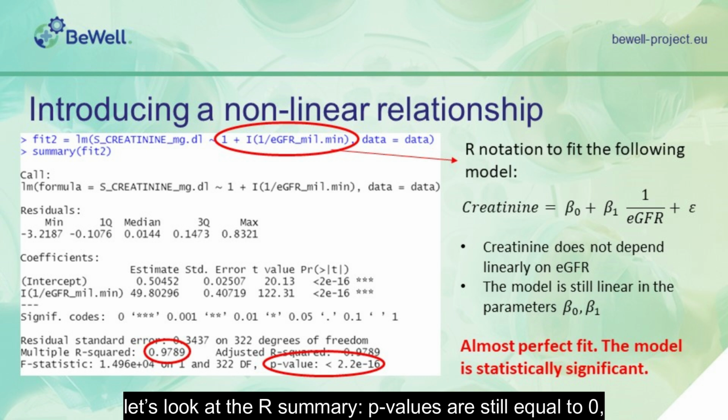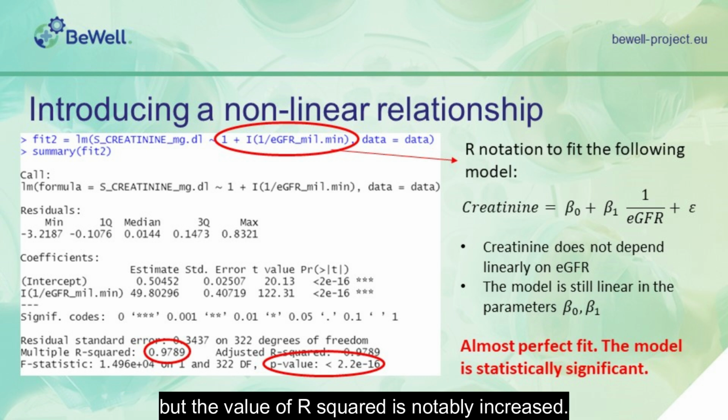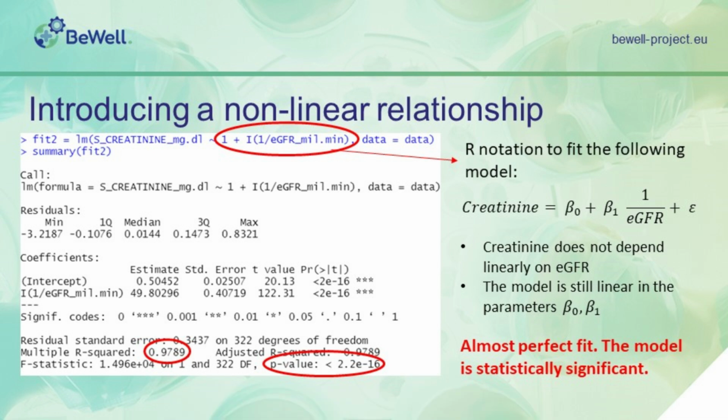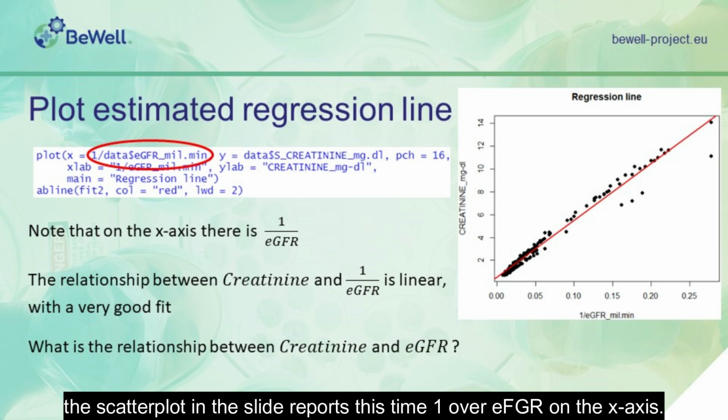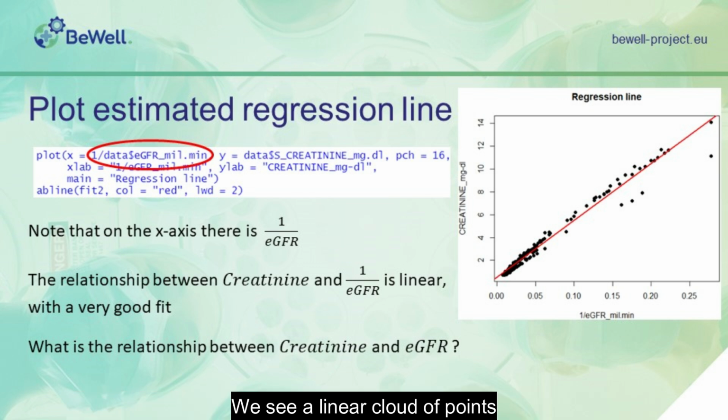Again, let's look at the R summary. P-values are still equal to 0, but the value of R-squared is notably increased. To convince about the effectiveness of this data transformation, the scatter plot in the slide reports this time 1 over eGFR on the x-axis. We see a linear cloud of points which is perfectly fitted by the regression line.